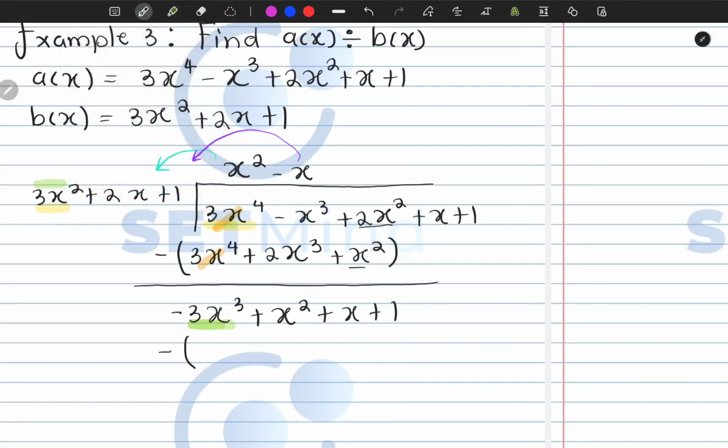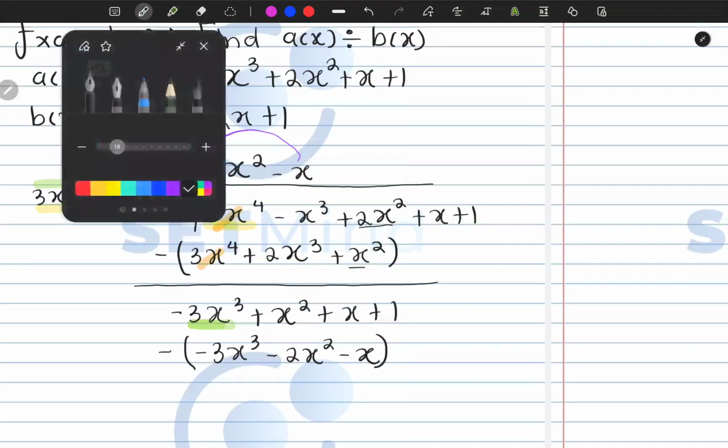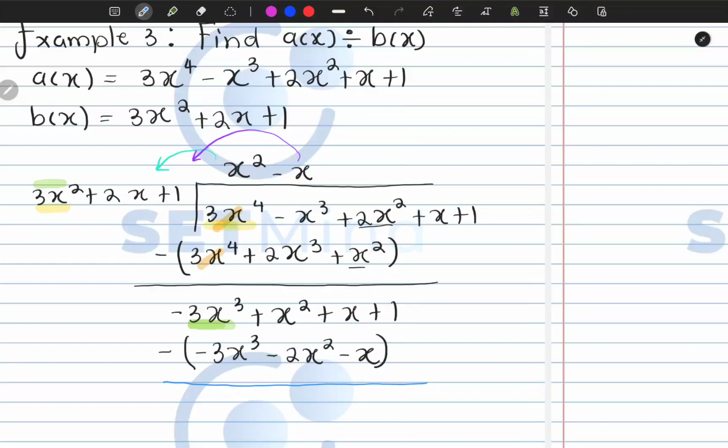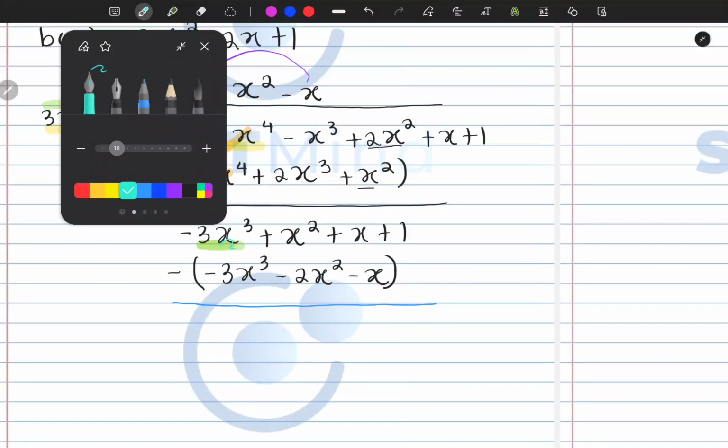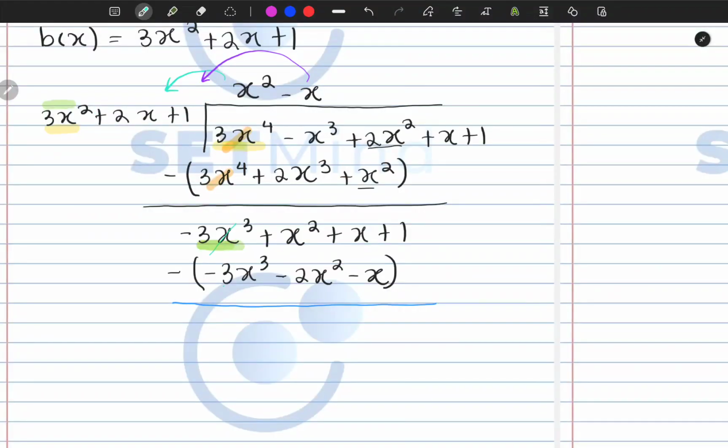So we'll have a negative into, this will be negative 3x squared when we multiply there, minus 2x. So the x will make it a cubed, 2x squared, and then minus x like that. And then what we need to do is to just minus these two and get the answer. So if you look carefully, this and that will end up cancelling.